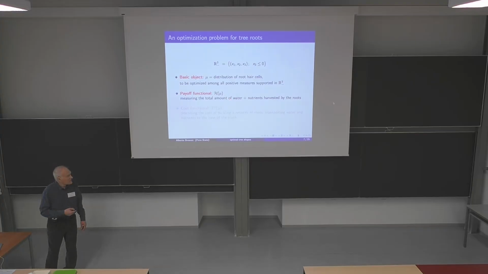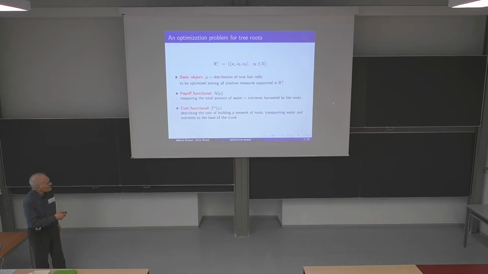by the roots. And the cost functional would be, again, the irrigation functional of this measure mu, which now describes the cost of building a network of roots transporting water and nutrients from the tip of the roots to the base of the trunk.